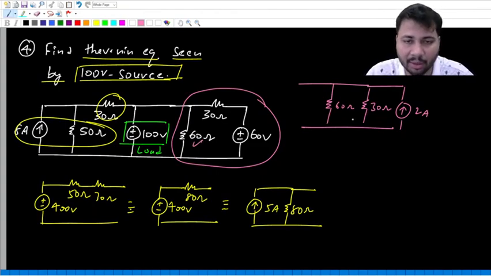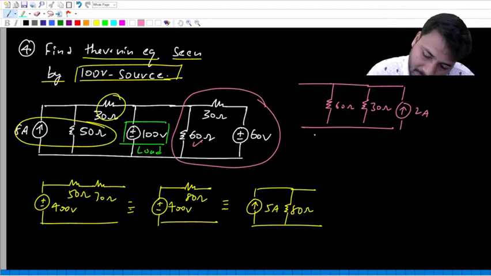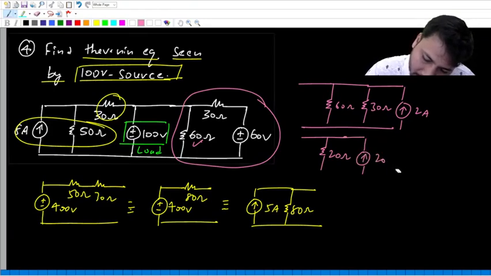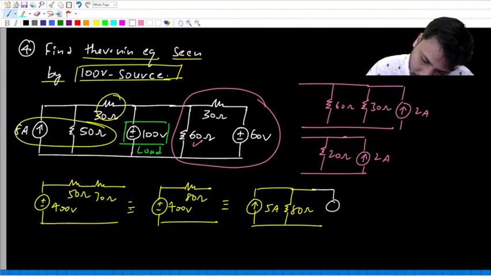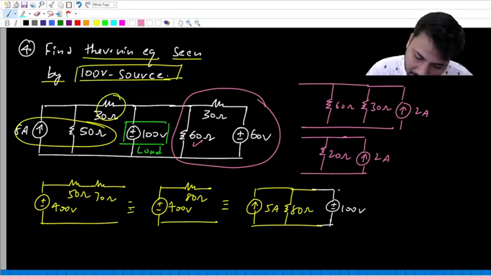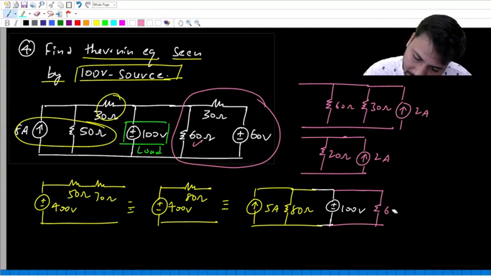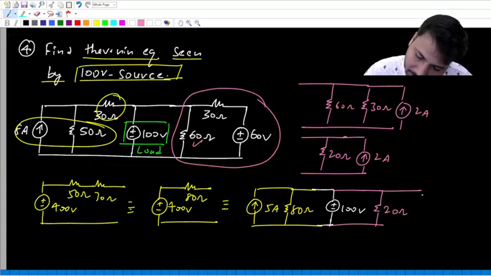What is 60 parallel 30? It is 20. So this becomes a single 20 ohm resistor, and then this is the 2 ampere current source. Now look at this. This is the original 100 volt source, and to the right of the 100 volt source, we have done some source transformation to get a network like this. Sorry, this is 20 ohms in parallel with 2 amps.